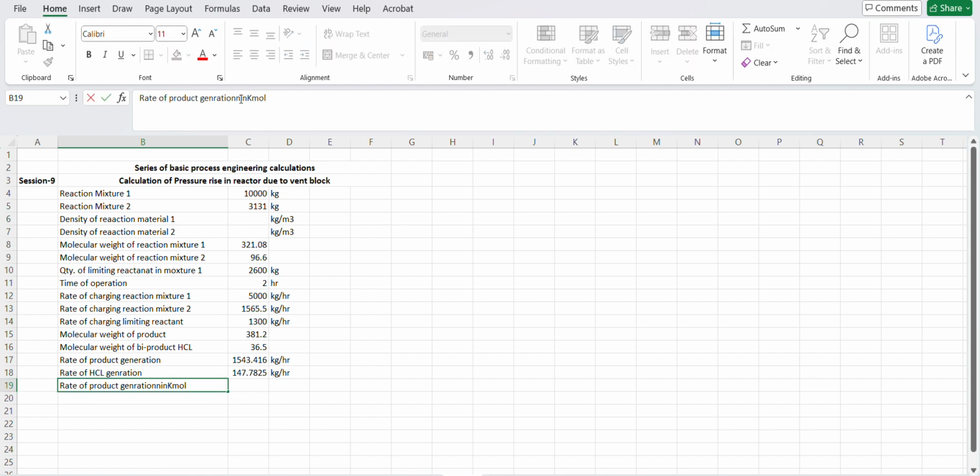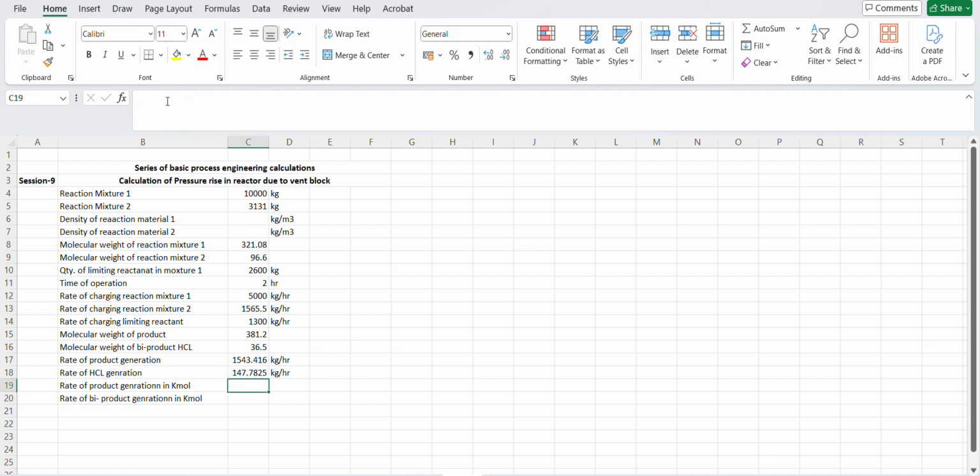Okay, generation in kilomole, and same for the rate of byproduct generation, which is HCl. To calculate that, we can simply divide this by the molecular weight of the product. So we got that much kilomole for the products, and in a similar way the rate of HCl generation divided by the molecular weight of HCl gives us the rate of HCl generation in kilomole.